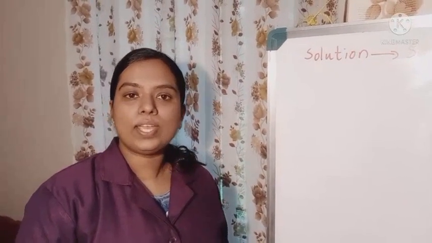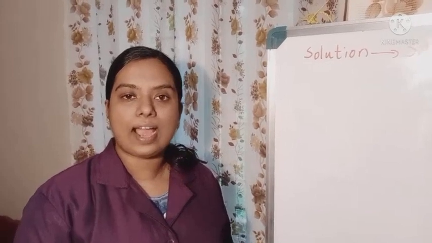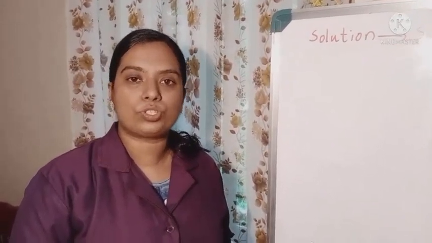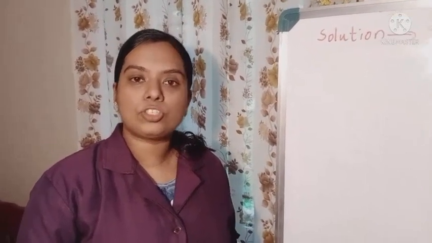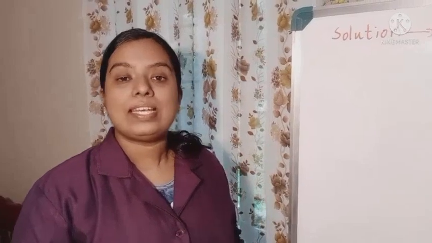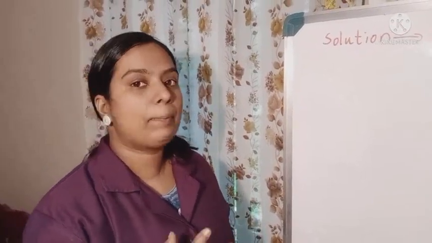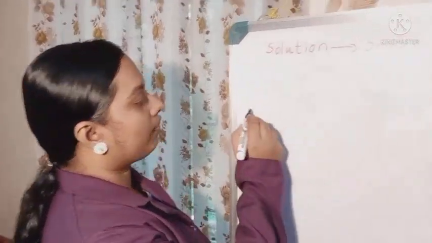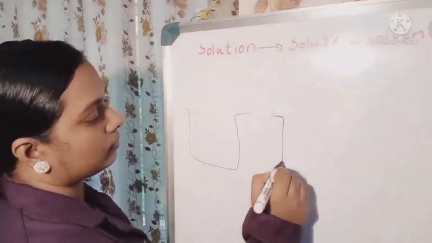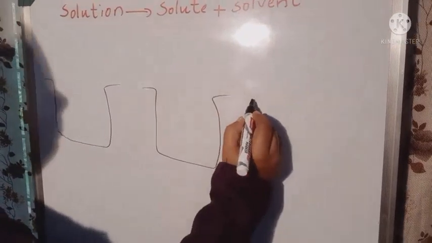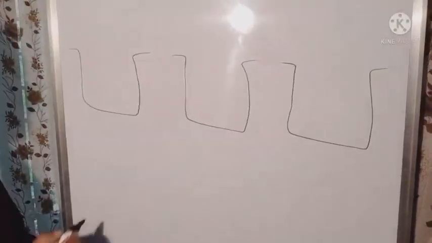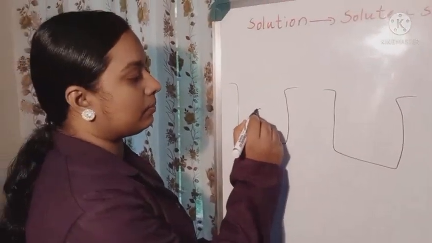Children, now we are going to learn about different kinds of solutions. Before that, you have to know what is solution. Solution is a mixture of solute dissolved in the solvent. Now I am going to draw three beakers here. Inside this beaker, I am going to keep a cell.